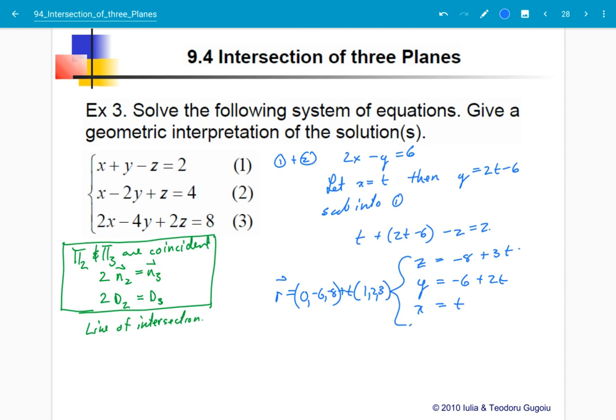There we go. We have to state the geometry. We have two coincident planes intersecting a third plane in a line or at a line. Okay, so a line of intersection.